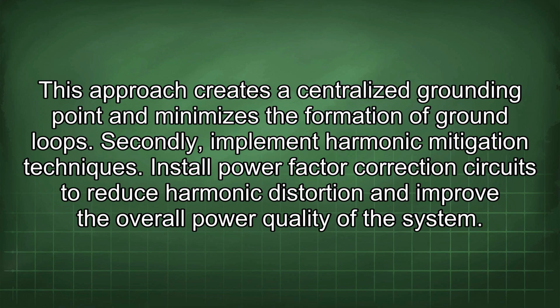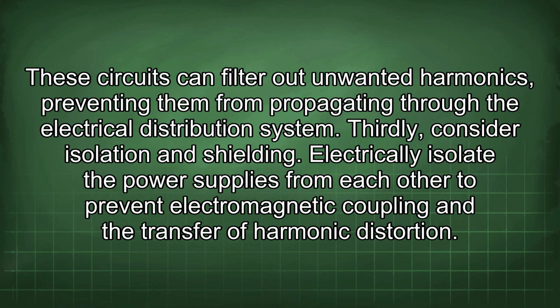Secondly, implement harmonic mitigation techniques. Install power factor correction circuits to reduce harmonic distortion and improve the overall power quality of the system. These circuits can filter out unwanted harmonics, preventing them from propagating through the electrical distribution system.